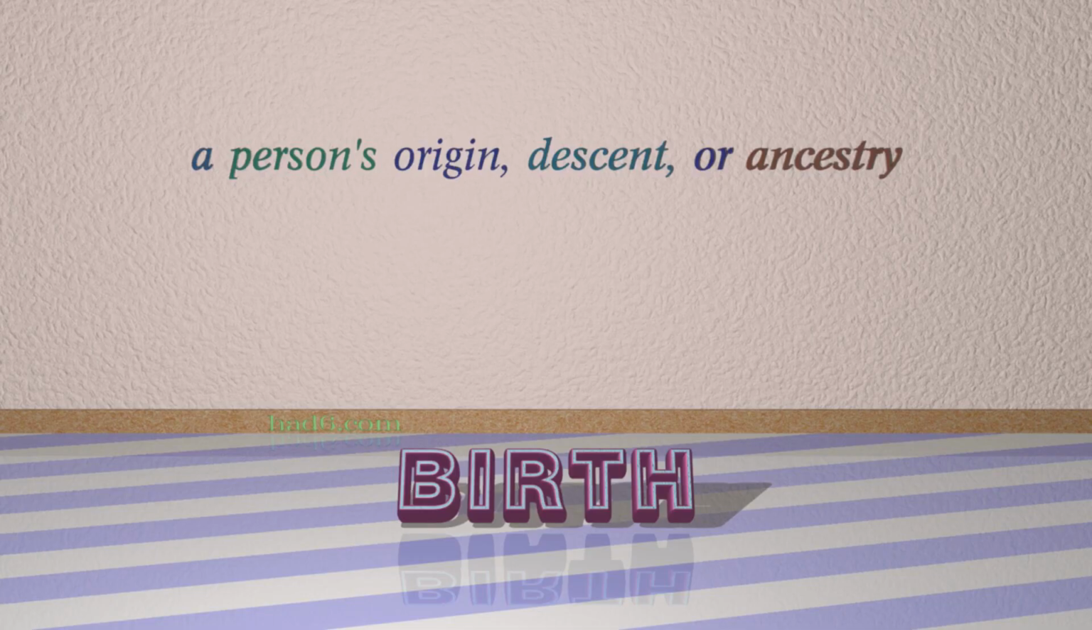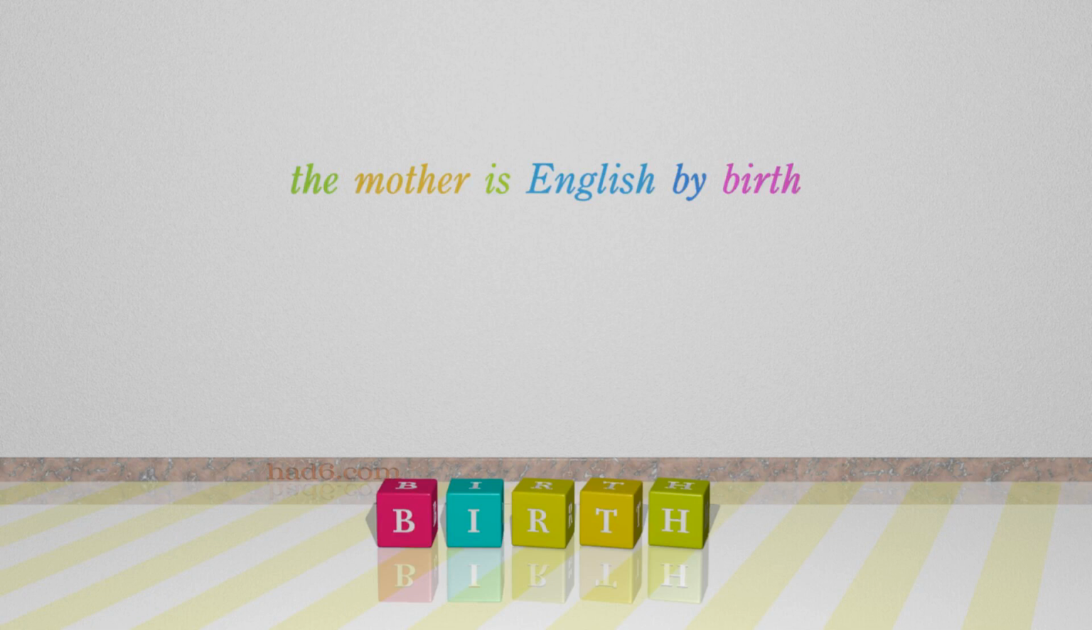Number 5. Birth. Which means a person's origin, descent, or ancestry. For example, the mother is English by birth.